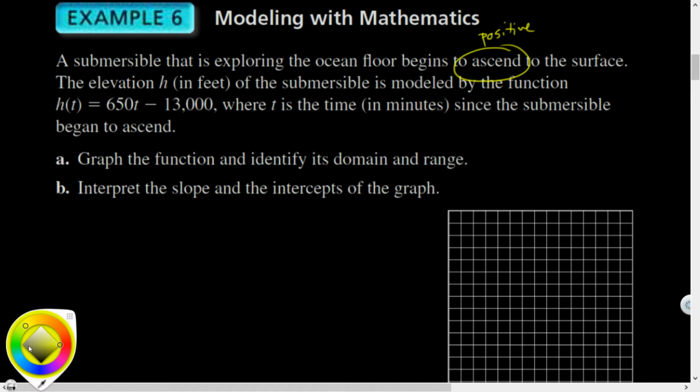Oh, wow. So let's see. First of all, here's my equation. What is my slope? It's the number in front of the variable, so it's going to be 650. I could think about that as 650 over 1, which will help when I'm doing part B. And what is the y-intercept?